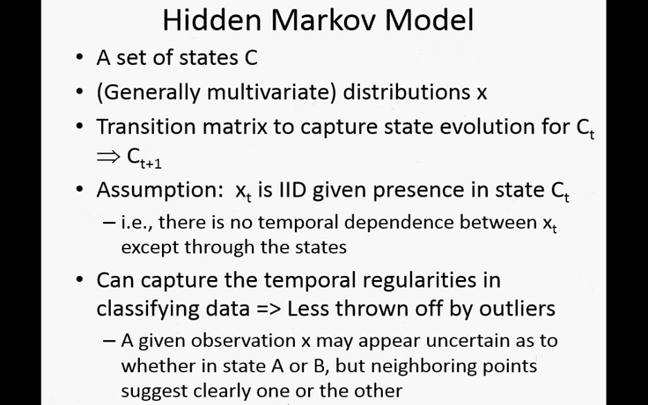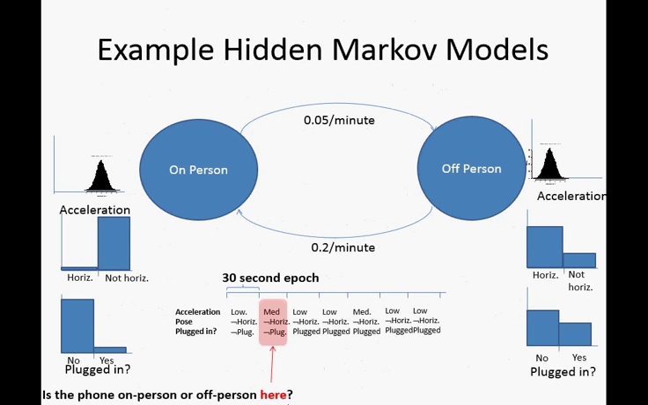And finally, the method does focus on these temporal regularities, so it's less thrown out by outliers. So the key thing we're going to take advantage of here is the fact that we know something about the neighboring points, the neighboring observations. And for that reason, we're going to tend to prefer interpretations that are consistent with these. We're going to take into account how frequently we transition between the states. And what I haven't done here is to provide all the math that takes this into account.